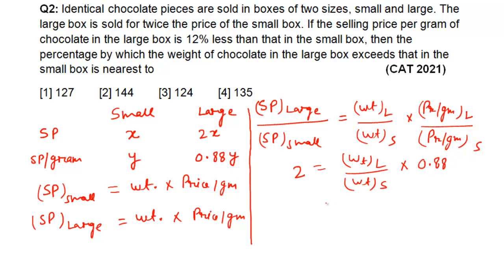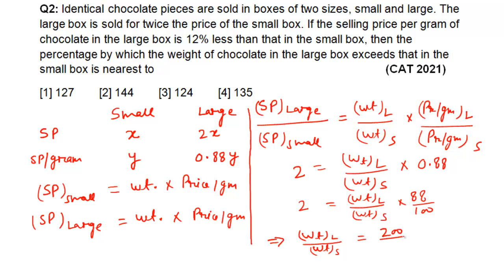So further I can write it this way: this is basically weight of large divided by weight of small, multiplied by 88 by 100, and that is equal to 2. So with the help of that we can calculate what is required for this question, weight of large box divided by weight of small box. That comes out to be 200 by 88, or it can be further simplified as 100 divided by 44.